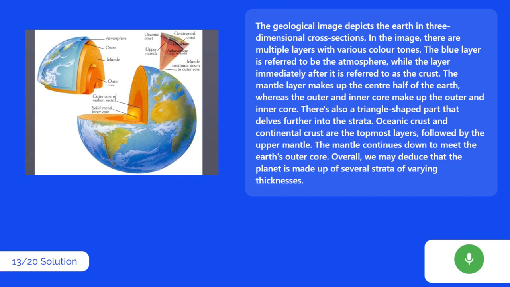There's also a triangle-shaped part that delves further into the strata. Oceanic crust and continental crust are the topmost layers, followed by the upper mantle. The mantle continues down to meet the Earth's outer core. Overall, we may deduce that the planet is made up of several strata of varying thicknesses.